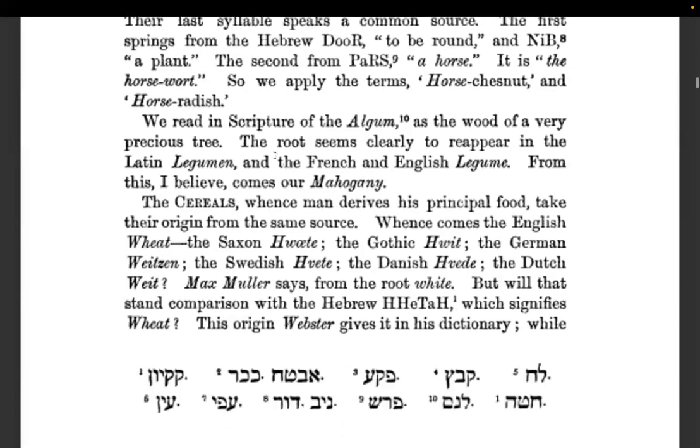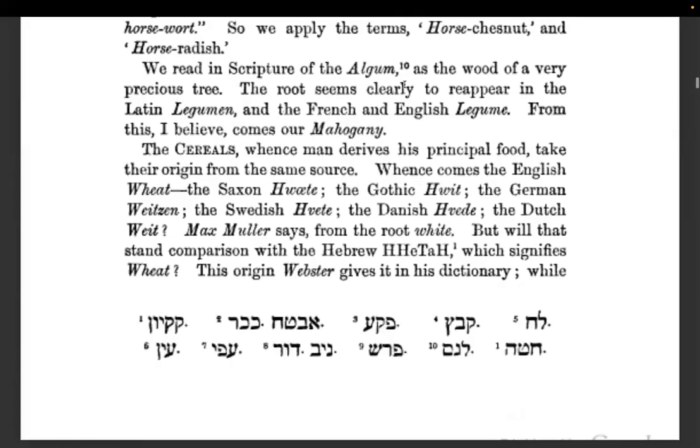We read in scripture of the algum as the wood of a very precious tree. The root seems clearly to reappear in the Latin legumen and the French and English legume. From this, I believe, comes our mahogany.